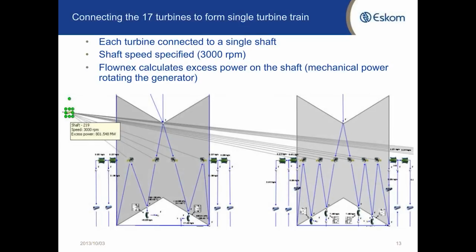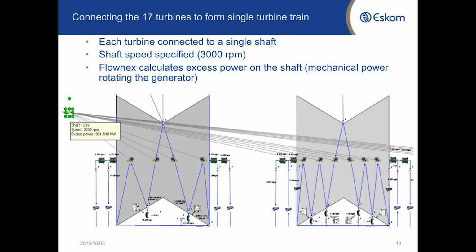Then at the end of it all, I needed to connect all the 17 separate turbines together. So I just connected them all to one shaft, and I specified the shaft speed to be at 3000 RPM, and then Flownex calculated the excess power on the shaft that will go to the generator for generating power.